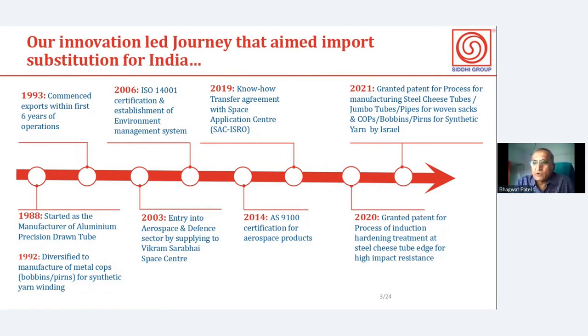We are now able to bend the tubes, welding also, machining also. So a complete waveguide can be supplied, except the plating capability, which we have not yet acquired and have not started in-house. But up to the fabrication of the waveguide, that capability we have developed in-house.